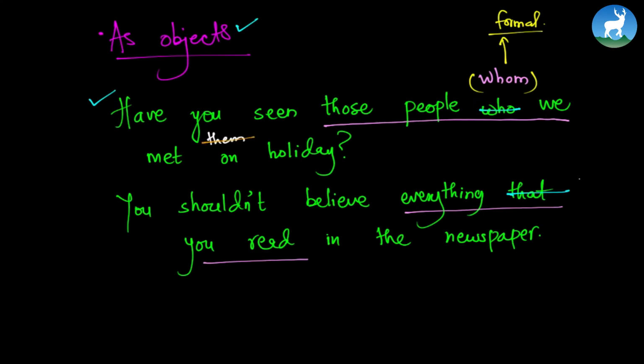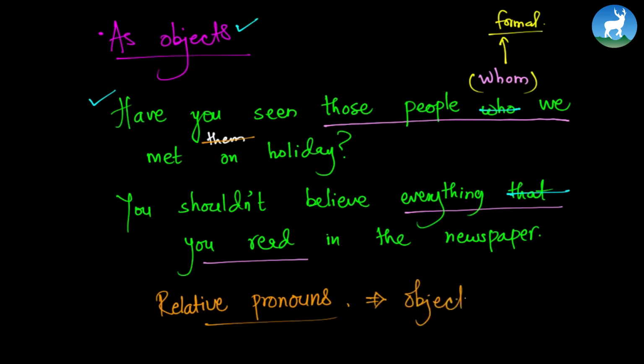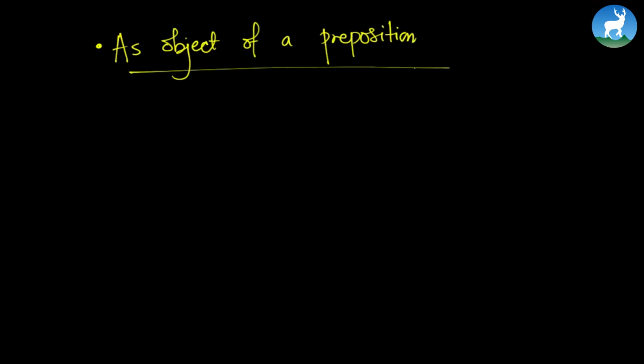Now let's go to the third use. But before that, let's review the concept. The relative pronouns are acting as objects and they are not repeated. Pretty easy. Now let's go to the third way in which relative clauses can modify a noun. The third use is object of a preposition. When the relative pronoun is the object of a preposition, we usually put the preposition after the verb.